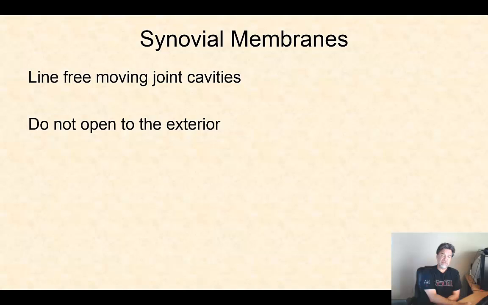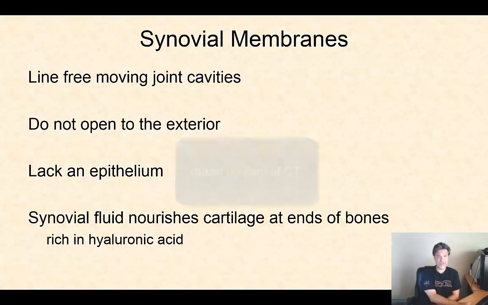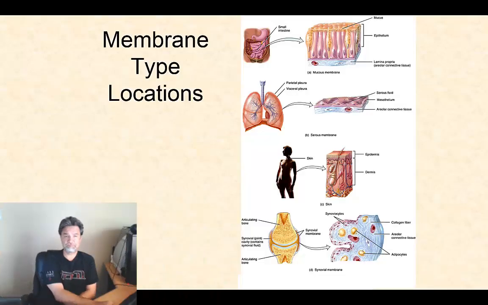So obviously, because they are encapsulating joints, synovial membranes do not open to the exterior environment either. So no epithelium, and there's a mixed content of connective tissue. So there's no specific connective tissue, no singular connective tissue that makes up the synovial membrane. Very rich in a component called hyaluronic acid. Again, hyaluronic acid is a polysaccharide.